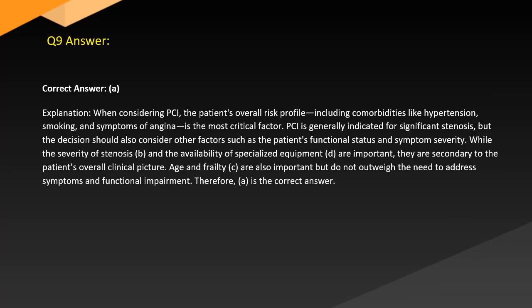Answer. Correct answer, A. Explanation. When considering PCI, the patient's overall risk profile, including comorbidities like hypertension, smoking, and symptoms of angina, is the most critical factor. PCI is generally indicated for significant stenosis, but the decision should also consider other factors such as the patient's functional status and symptom severity, while the severity of stenosis, B, and the availability of special equipment, D, are important. They are secondary to the patient's overall clinical picture.